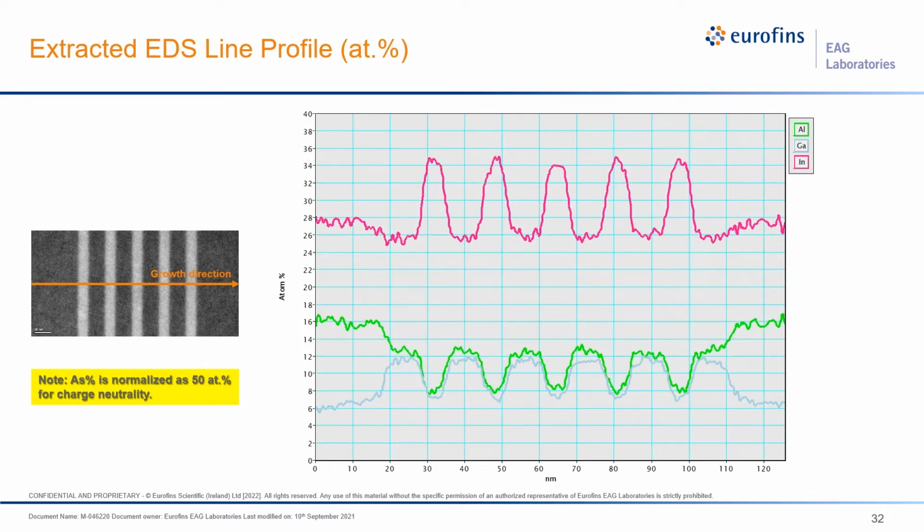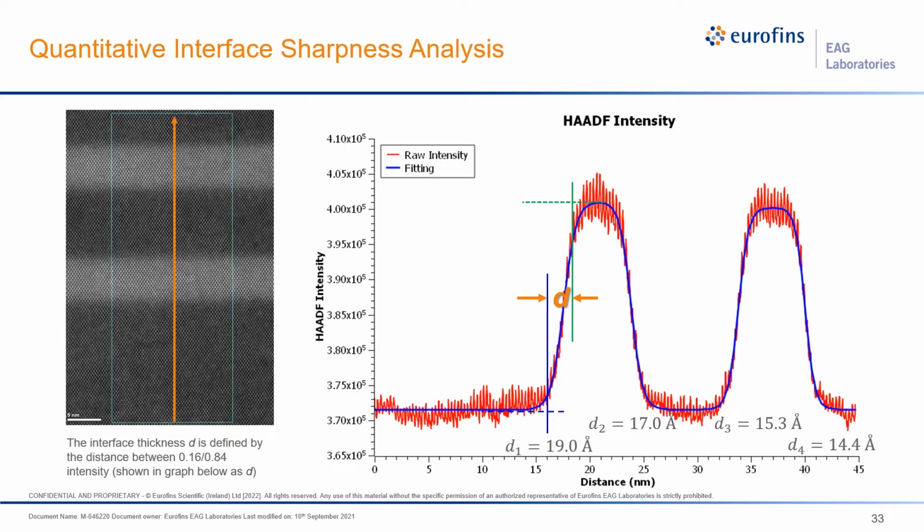Another interesting question, of course, for thin film growth people, is how sharp the interface is, how quickly they can transition from one layer to the other. Because this image is mostly Z contrast, we can plot the intensity of the STEM image and then do the fitting, and you can see that there's really some sharpness difference at the different interfaces.